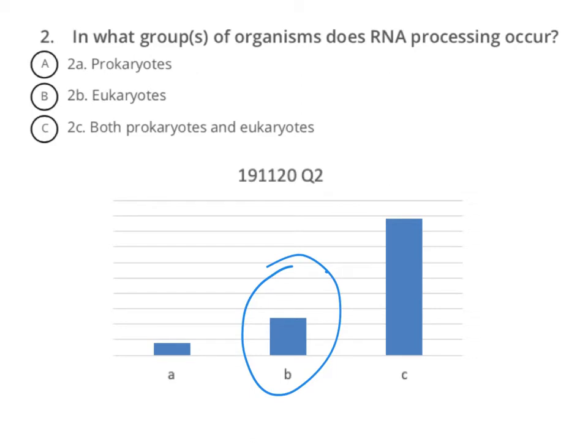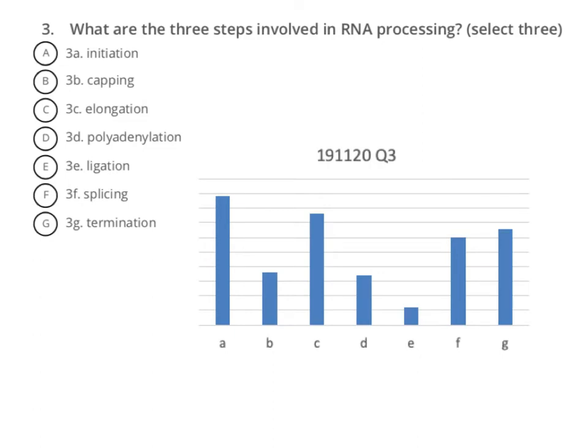Okay. So what about this one? It is a bit misleadingly worded. What are the 3 steps? I should have underlined processing when I asked this on Monday. 3 steps involved in processing. What are they? Processing. Capping, splicing, polyadenylation, the addition of the 3' tail. So that would be B, D, and F.